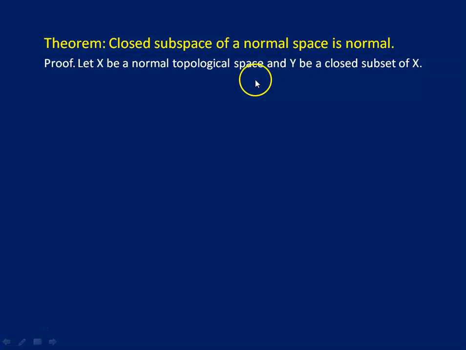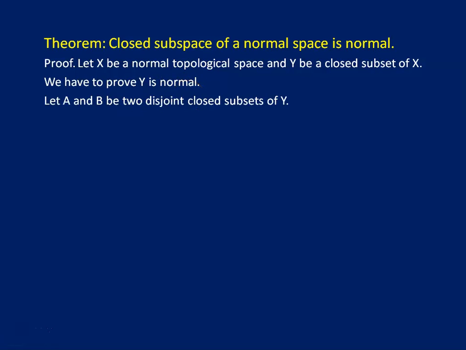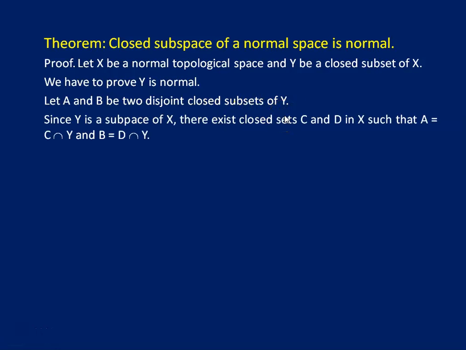Let X be a normal topological space and Y be a closed subset of X. Since Y is a subset of X, Y is having subspace topology on it. And the additional condition on Y is that Y is a closed subset of X. We have to prove that this Y is normal. To prove Y is normal, let us take two disjoint closed sets in Y. Let A and B be two disjoint closed subsets of Y.